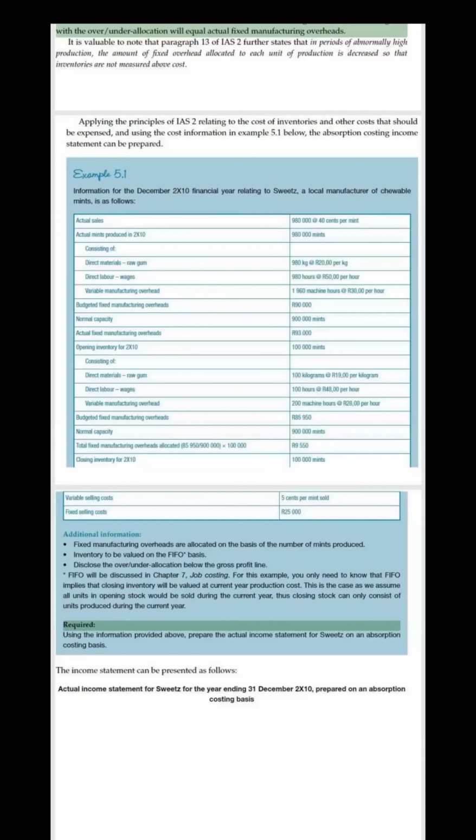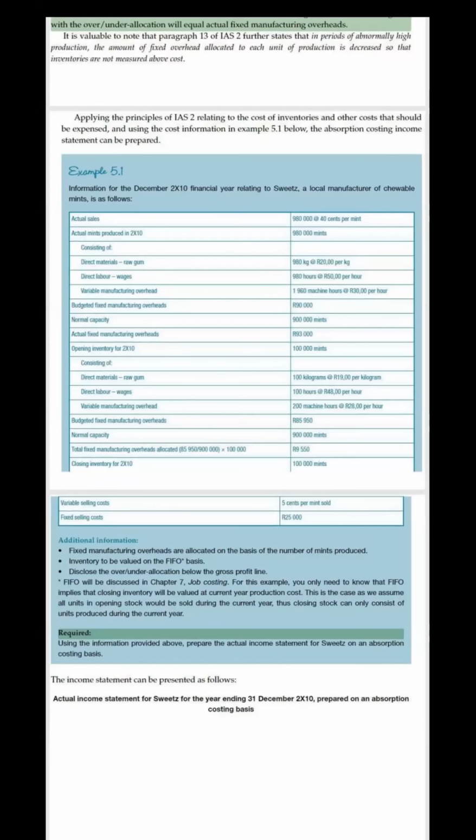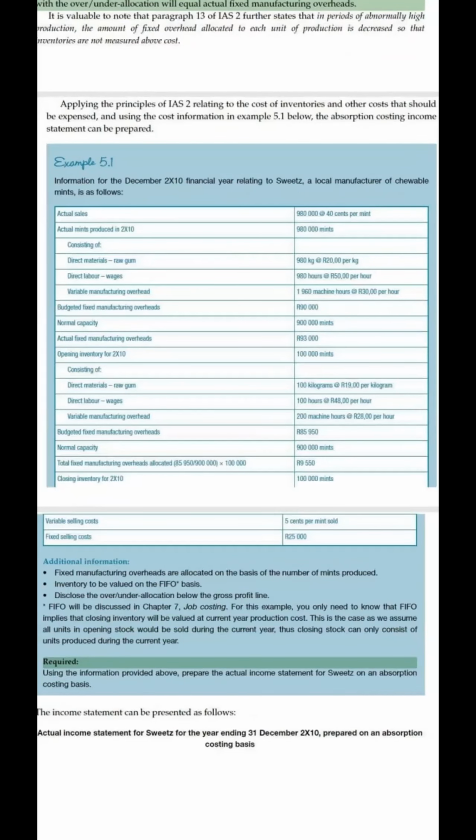I think you guys can see it's from example 5.1. I'm not sure now which textbook this is, but she said it's from the textbook. I'll ask you which textbook it is after class.